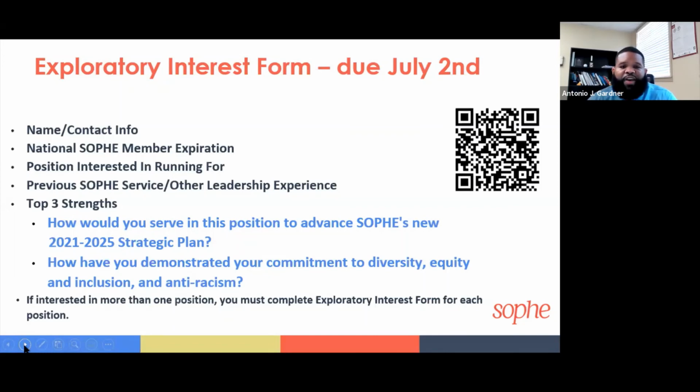On this slide, you will find the QR code, which takes you to the exploratory interest form, which is used by the nominations committee to evaluate candidates for Sophe leadership. And so on this form, we capture information about you, including your national Sophe membership status, the position you are interested in running for, your previous and other leadership experience, and your top 3 strengths.